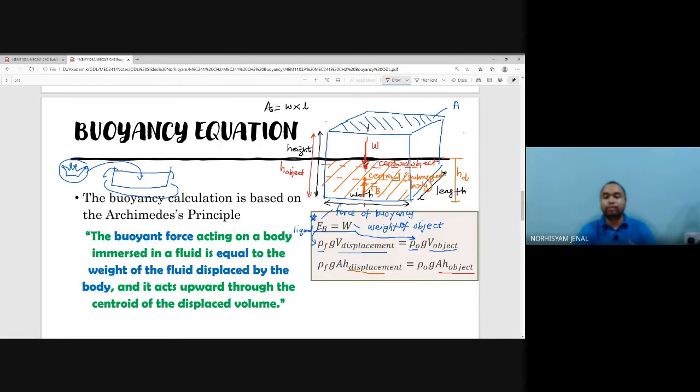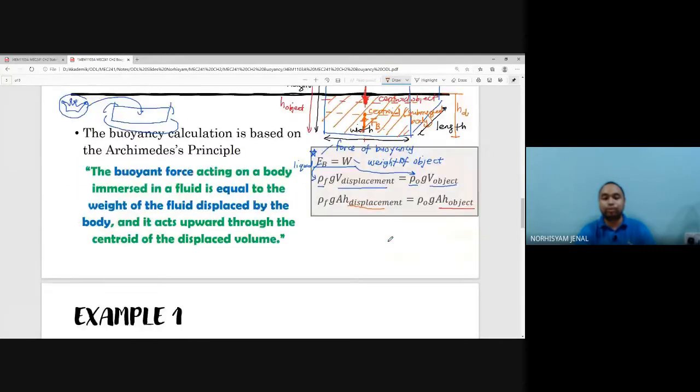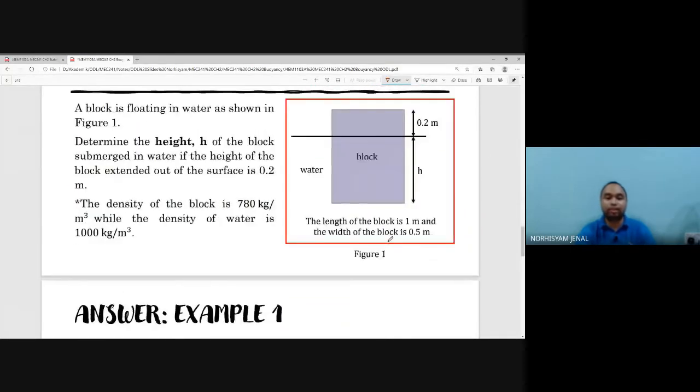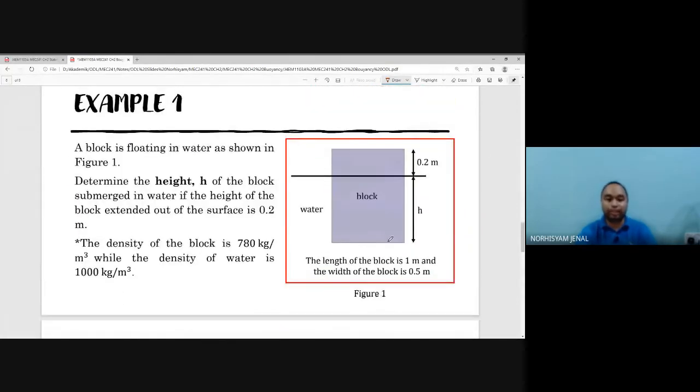So this is the idea of this equation, which is FB equals W. To help you understand this equation, we first do a question. Example 1. A block is floating in water as shown in figure 1. Determine the height of the block submerged in water if the height of the block extended out of the surface is 0.2 meter. So this is 0.2 and this is H, unknown.